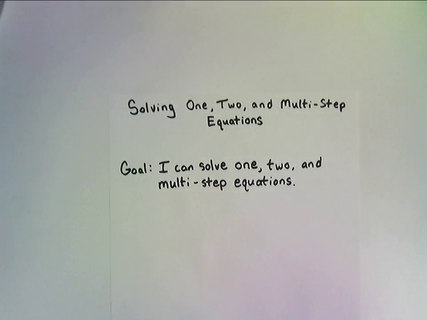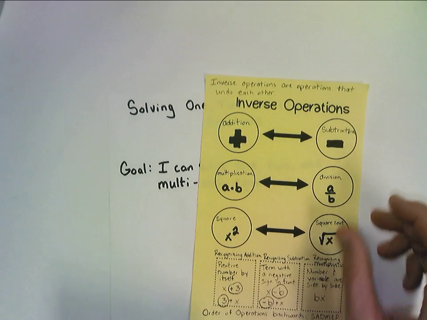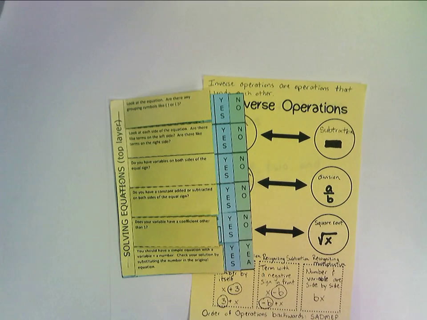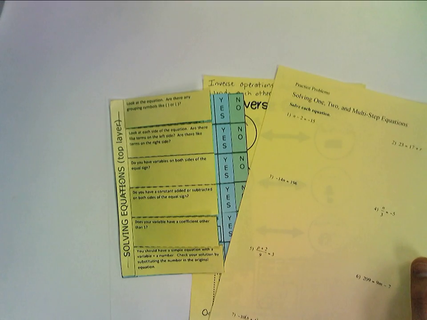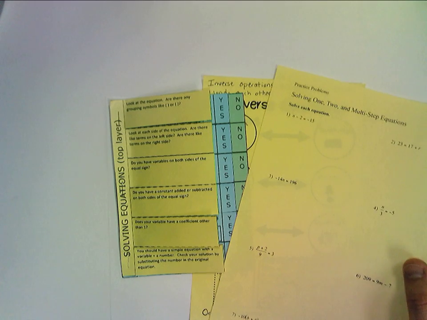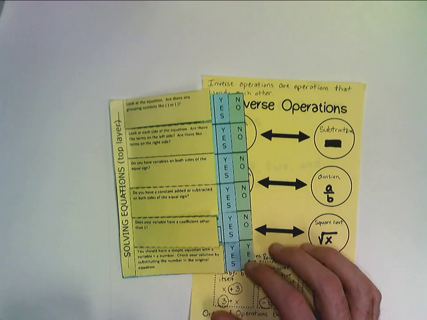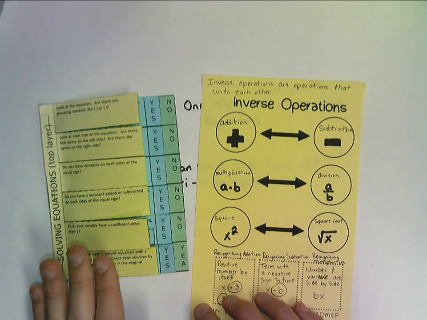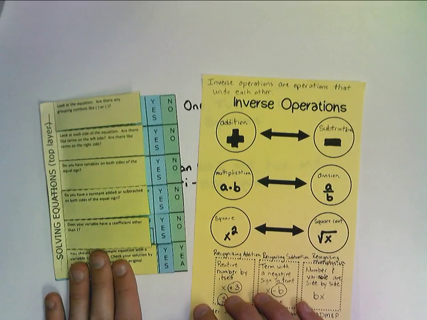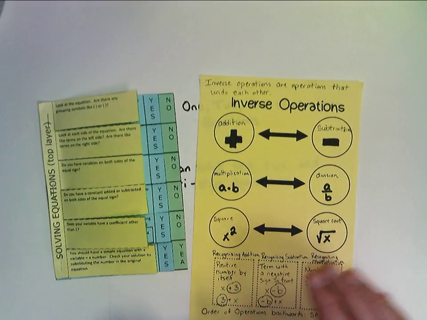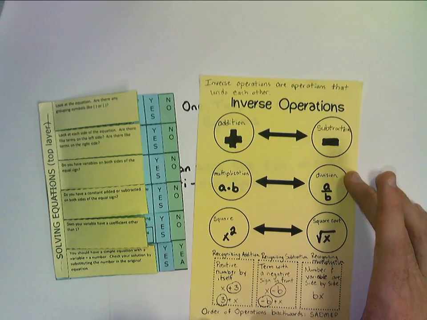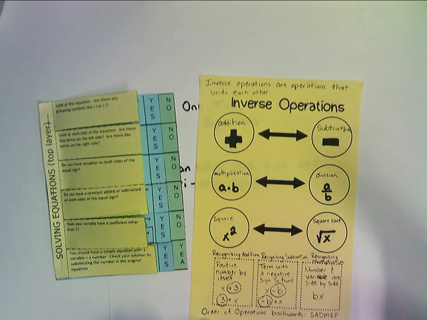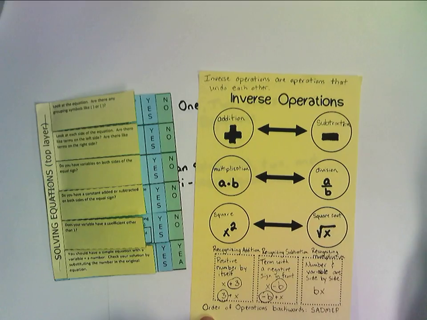Please make sure that this sheet, this foldable, and your practice problems all get put into your notebook so you can refer to them. Also, please, please, please, I can't stress enough that you should be using this foldable to help you solve equations. It's a great way to remember the steps and organize it, and also be referring to this inverse operation sheet. Because remember, solving equations is just a series of inverse operations to help us get the variable by itself.